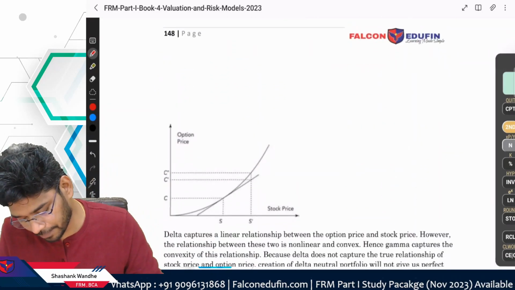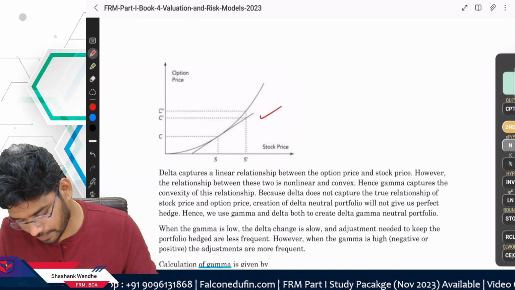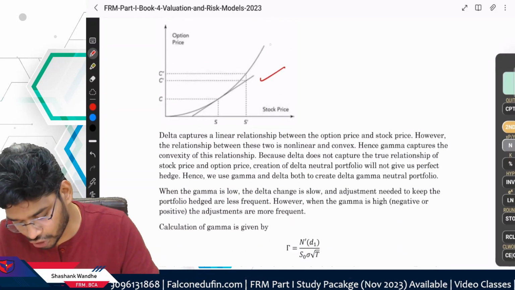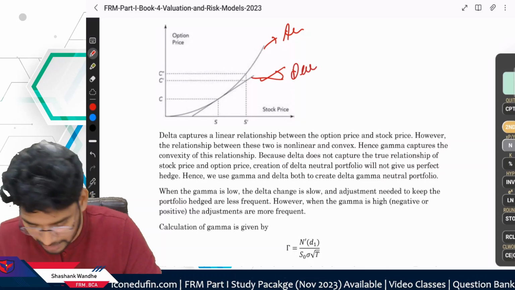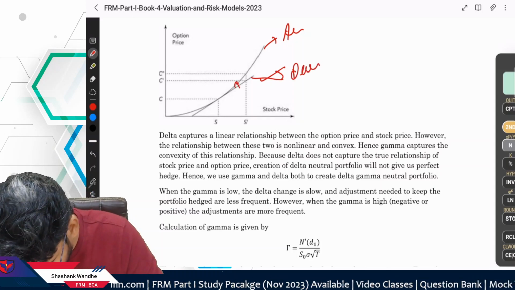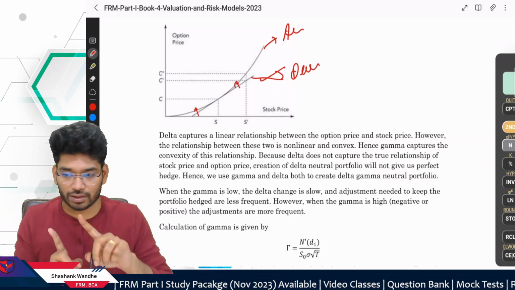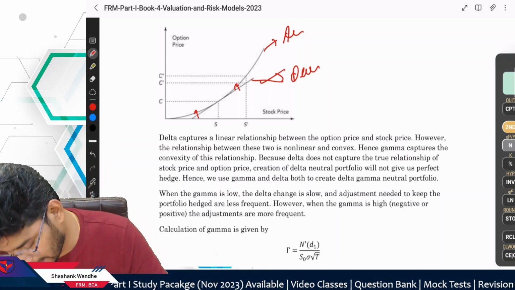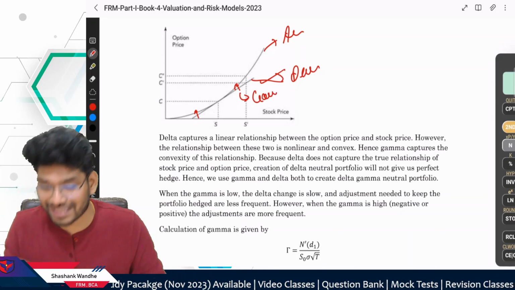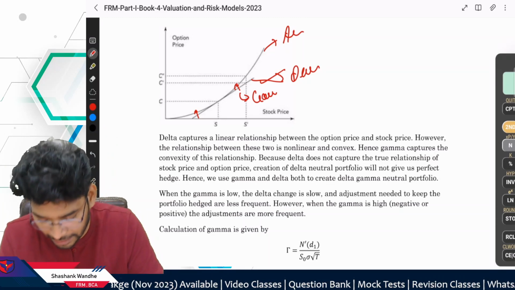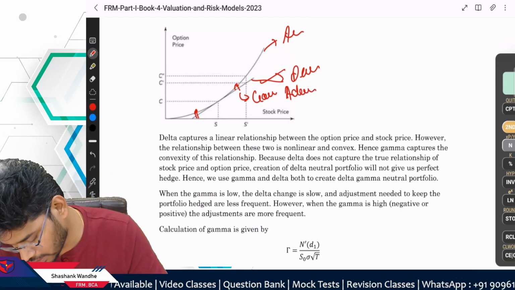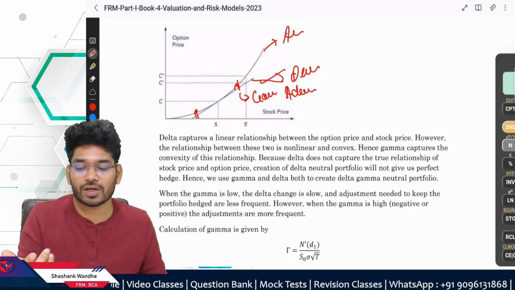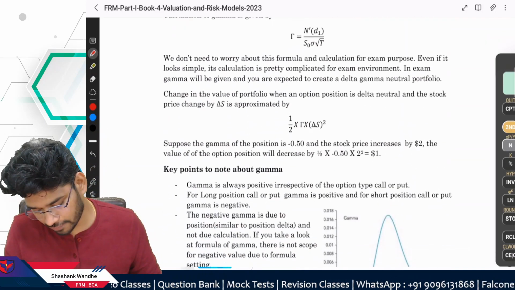Then we have the gamma, and this gamma is like this. The curvature is the actual relationship. Delta captured this, and gamma is this particular distance. That's why gamma is always positive, because gamma is an additive term. We are adding gamma in both the cases, right? So here also and here also we are adding gamma. Because gamma is additive, it is always positive.